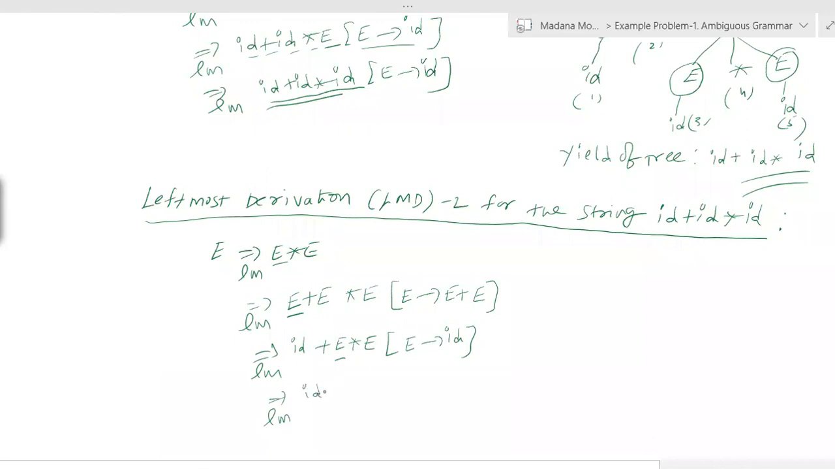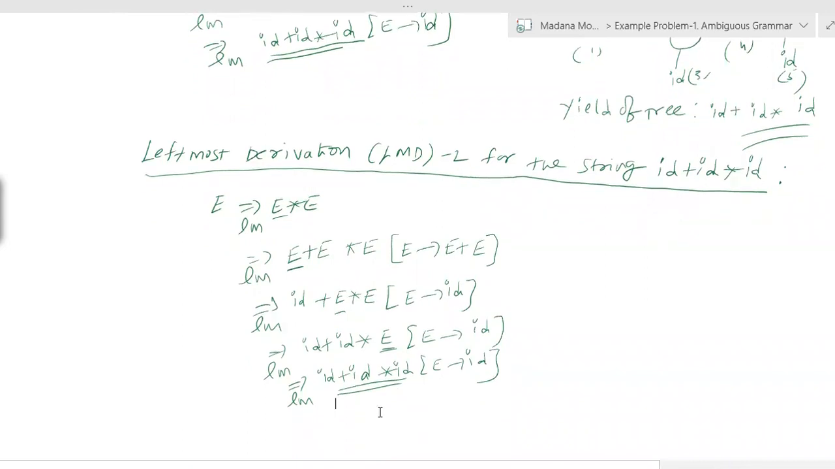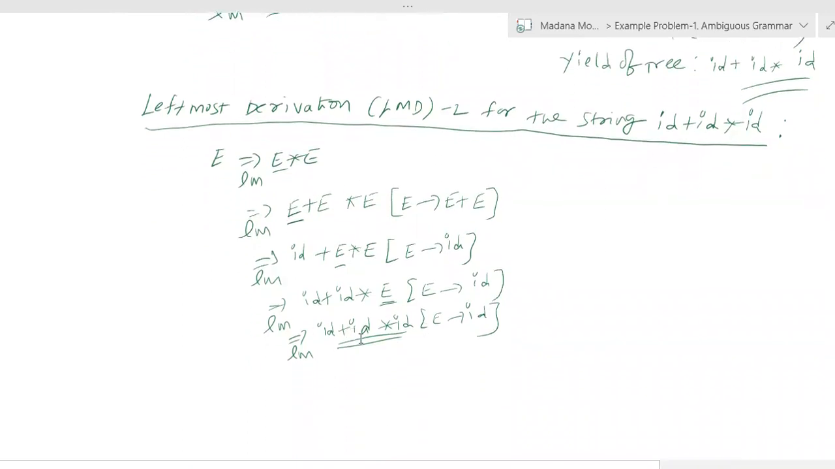Now this becomes id plus, and this E is replaced by again id into E. Now what is the substitution we used here? E derives id again. Then at last we have only one variable left. So what is the value required in place of E? Again id is required. Now substitute E by id. Now this becomes id plus id into id. Here the substitution we used is E derives id. Now we can see we derived our required string. So what is the string here? id plus id into id is our required string.